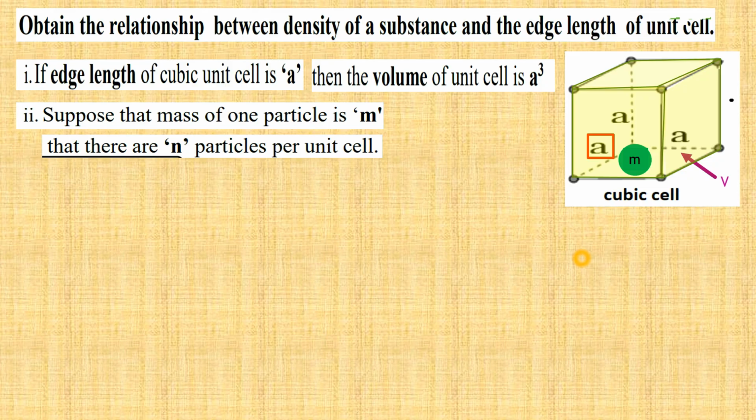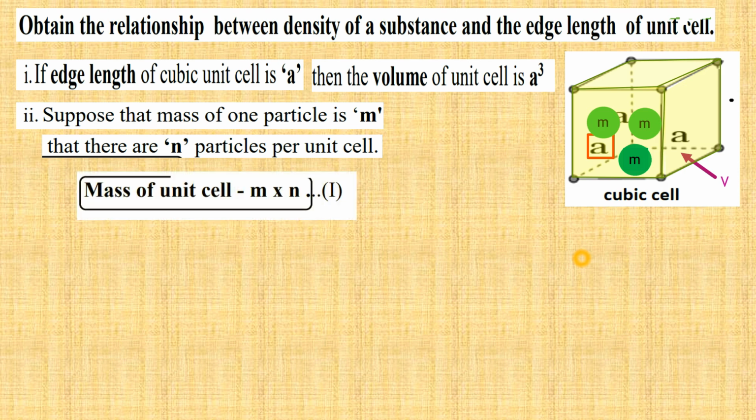Next, if there is n particles per unit cell. Suppose there are two particles, or it can be more than two, or less than two, anything can be there. Suppose in this unit cell there are three particles. So what will be the mass if I weigh this unit cell? What will be the mass of the unit cell?